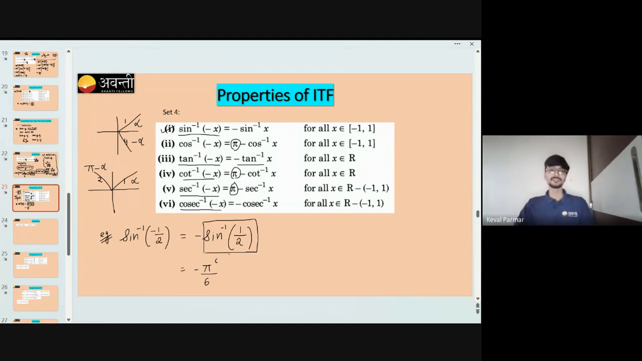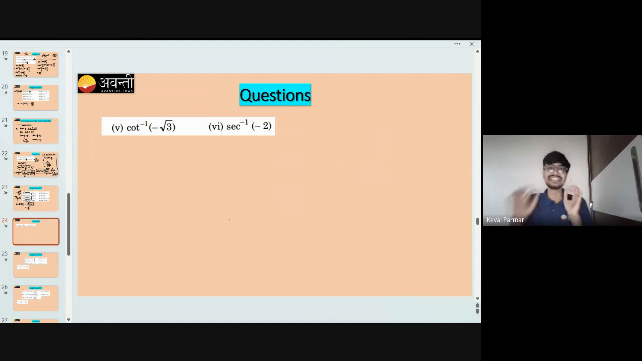So let us look at some examples and some questions so we will know how to use this property. So next, here is the set of questions. Now, for sets 1, 2, and 3 of the properties, we know that we actually don't like the other trigonometric functions.